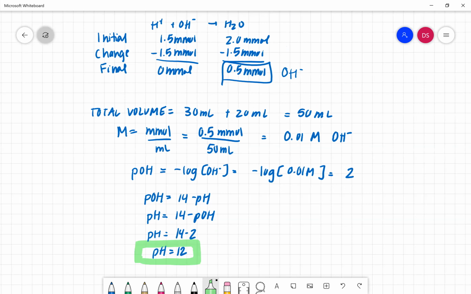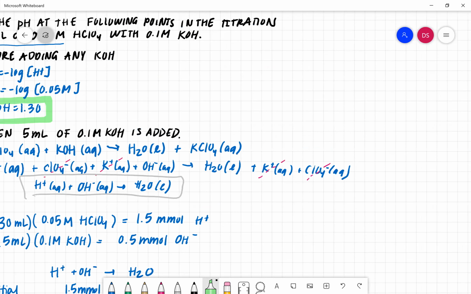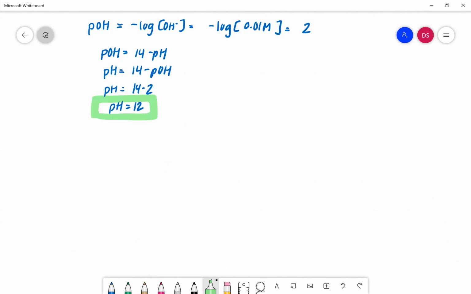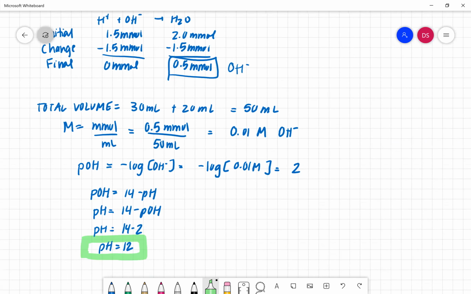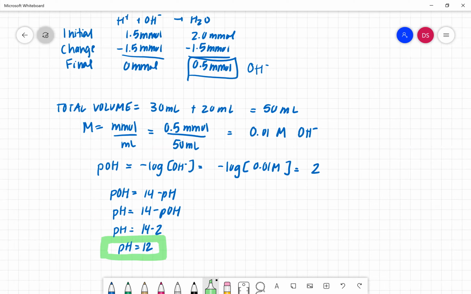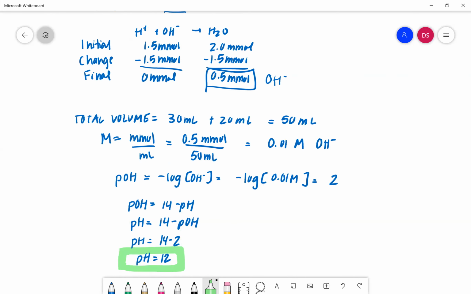And looking back at our graph, this would be represented right here, because now we have an excess amount of base, which explains why our pH is much greater than what it was before. These are a few examples to show you how a strong acid and base titration works. One important thing to remember is that the equivalence point for a strong acid and base is always a pH of 7.